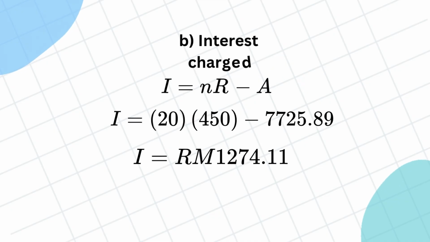The next question required us to find the interest charge and we will use the formula of I equals NR minus A. We will plug all the information into the equation to obtain the final answer, which is I equals 1,274 ringgit and 11 cents.